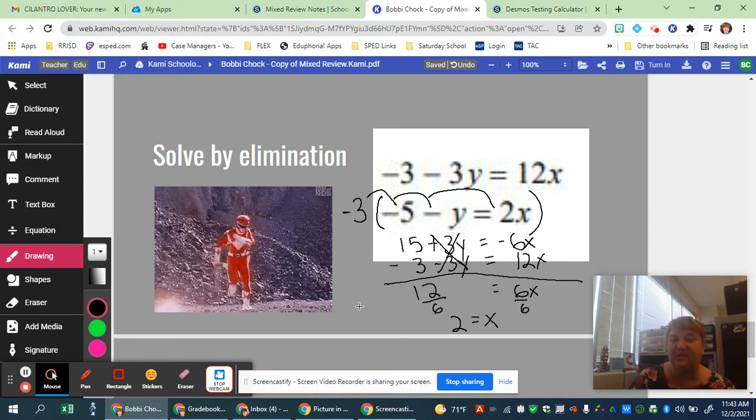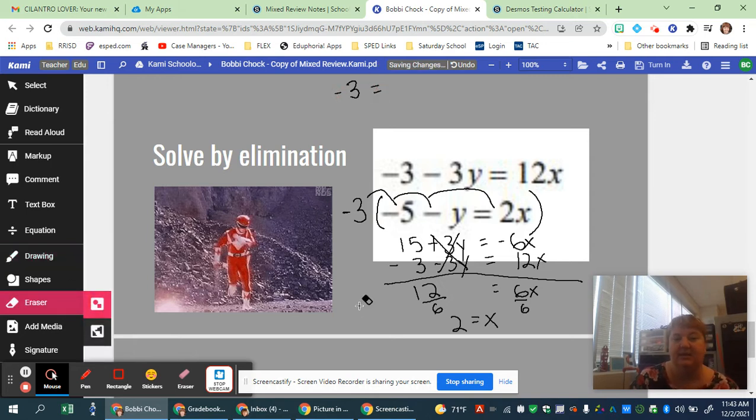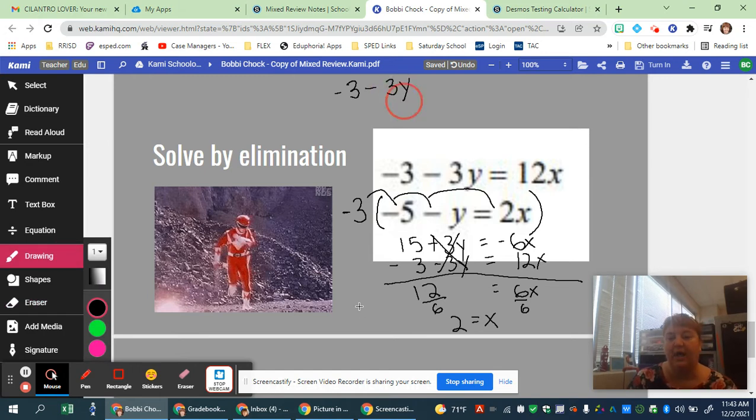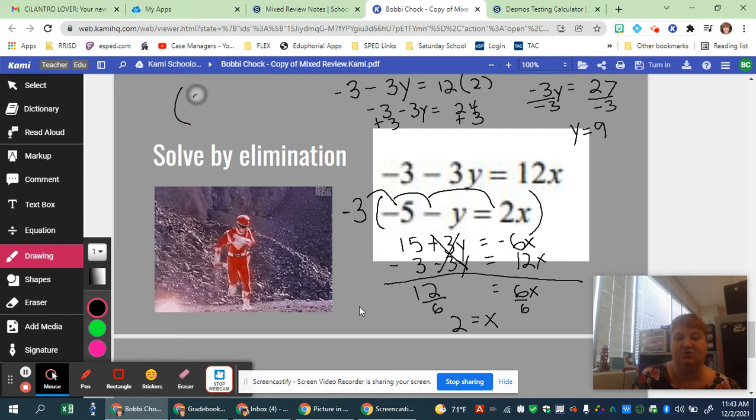So now all I'm going to do is plug in that 2. Negative 3 minus 3y equals 12 times 2. Negative 3 minus 3y equals 24, plus 3, plus 3. Negative 3y equals 27. Divide by negative 3, y equals 9. So my answer is 2 and 9.